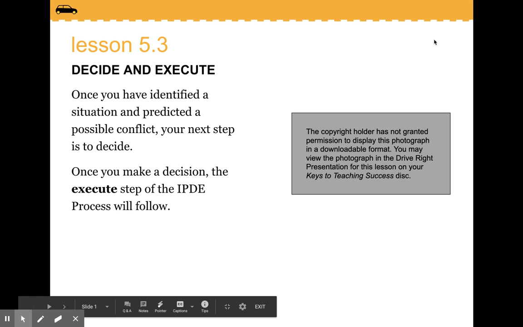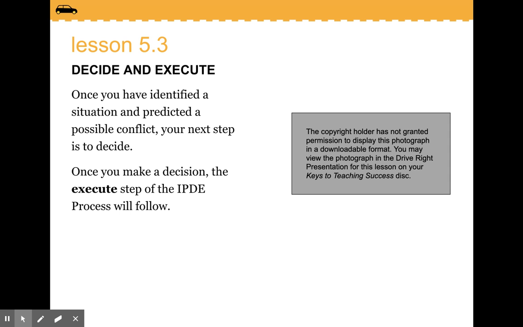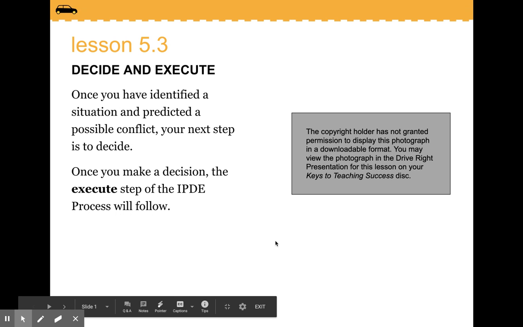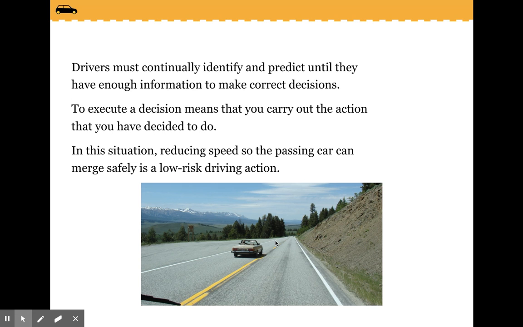Decide and execute. Once you have identified a situation and predicted a possible conflict, your next step is to decide. Once you make a decision, the execute step of the IPDE process will follow. Drivers must continually identify and predict until they have enough information to make correct decisions. To execute a decision means that you carry out the action that you have decided to do. In this situation, reducing speed so that the passing car can merge safely is a low-risk driving action.